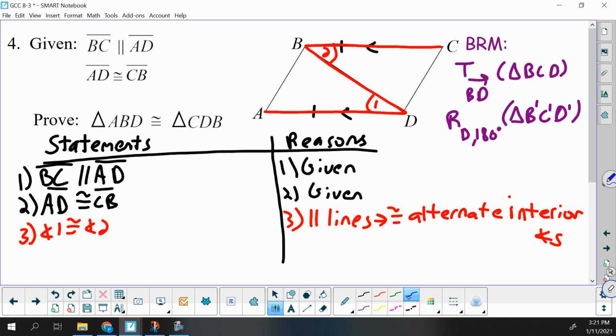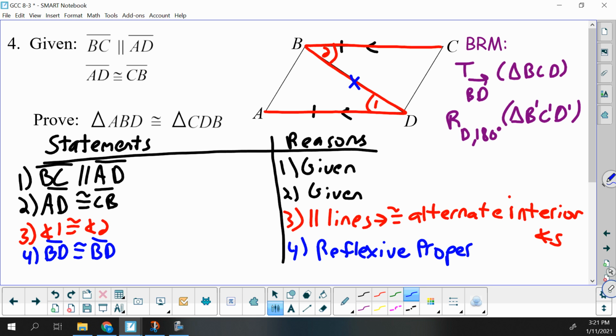Well, next, we've used up all our givens. We don't have enough yet, so let's do the reflexive property. We can do BD congruent to BD by the reflexive property. We now have an angle in between two sides. So this will be angle side angle congruent to angle side angle.